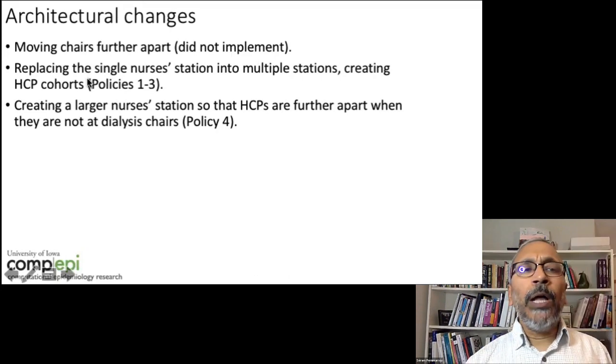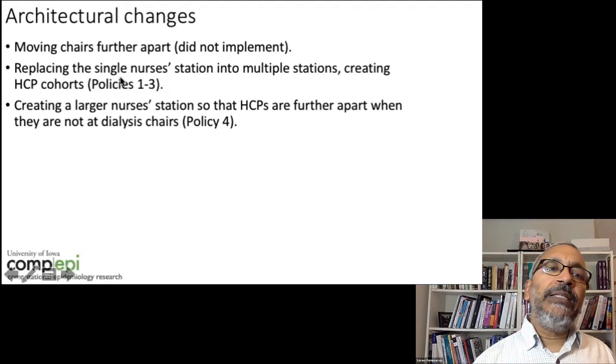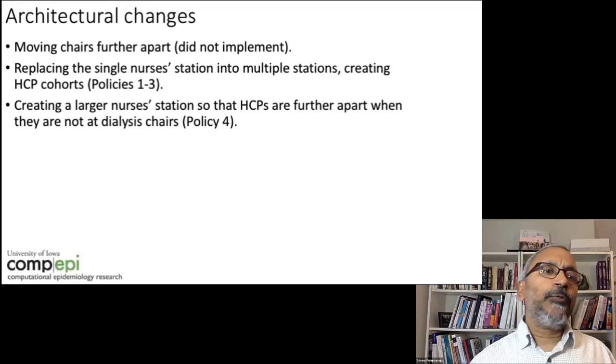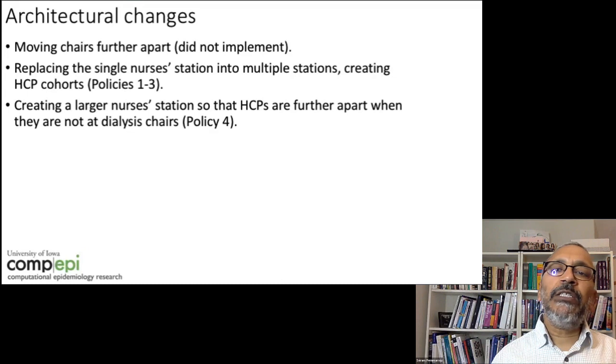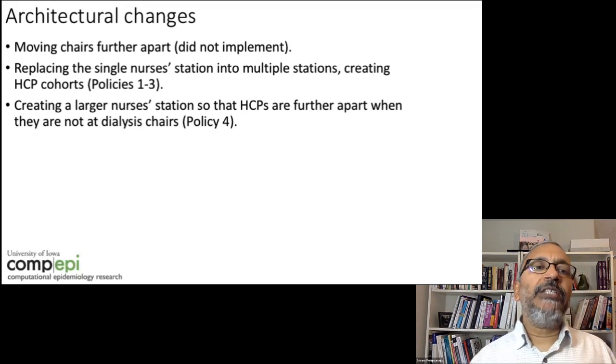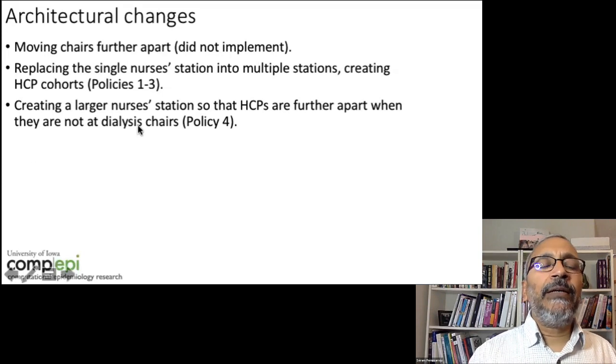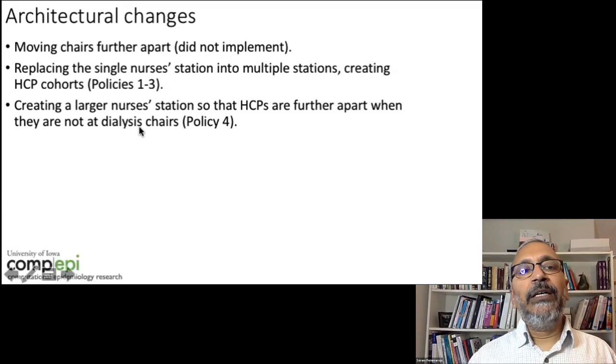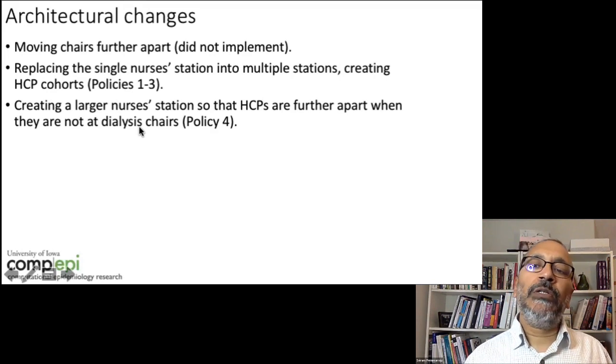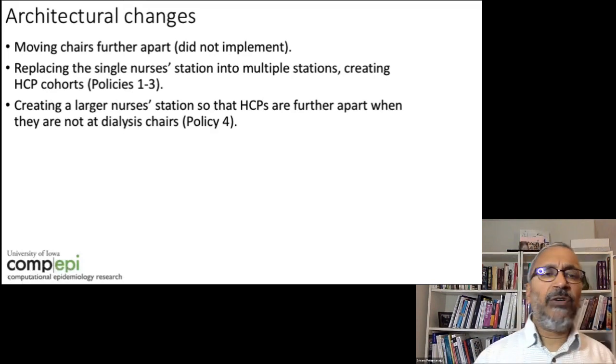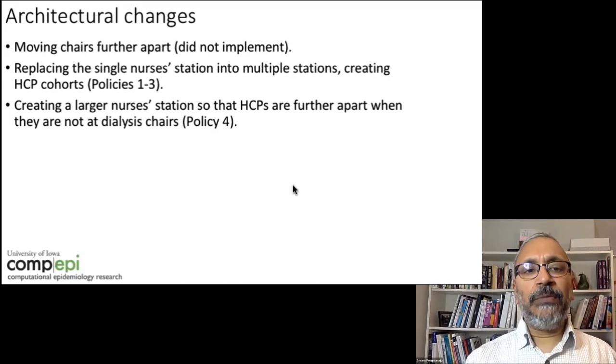One of them is that we wondered if replacing the single nurses station in the middle by multiple stations, thereby creating what you can think of as cohorts of healthcare professionals, where one group would be working with one set of patients and the other group would be working with the other set of patients. Thereby, we're essentially creating a partition of these healthcare professionals. So we considered these types of policies. We also considered a policy where we replaced the current nurses station by a much larger nurses station so that the healthcare professionals would be further apart from each other when they're at the nurses station.